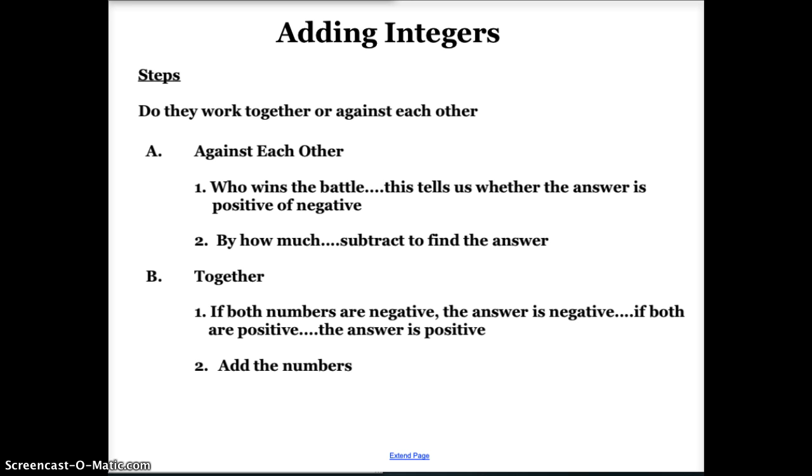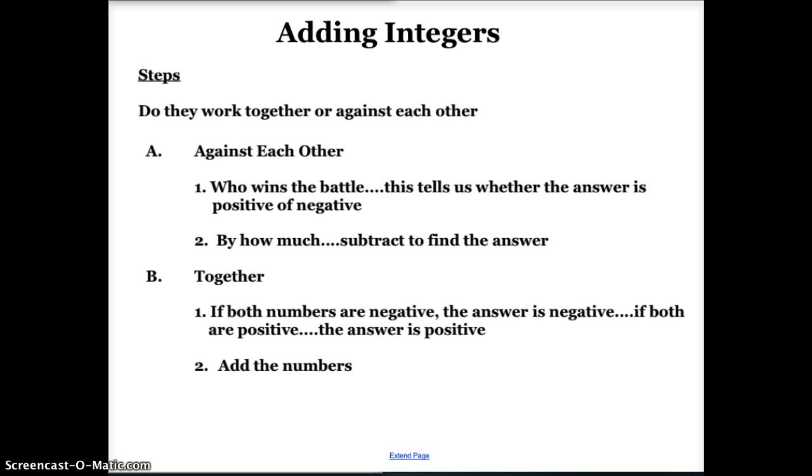If the numbers work against each other, I ask who wins the battle, the positive or the negative. This is going to tell me whether the answer is going to be positive or negative, depending on who wins the battle. After I find out who wins the battle, then I ask by how much. And to find that answer, I subtract the two numbers.